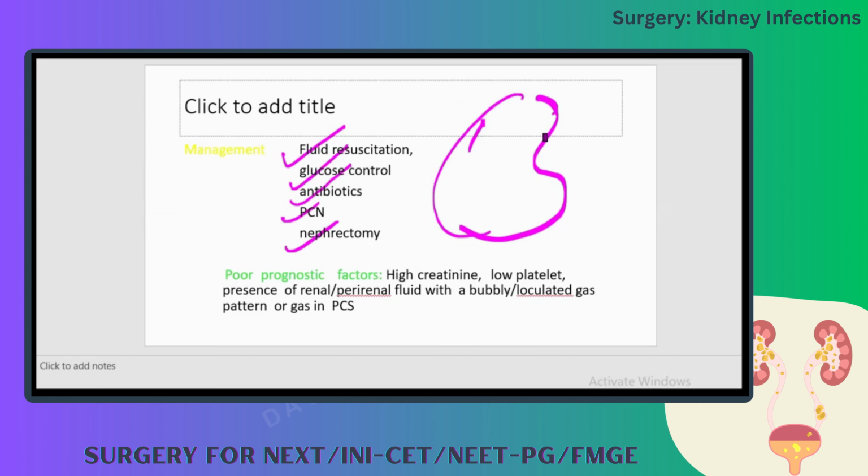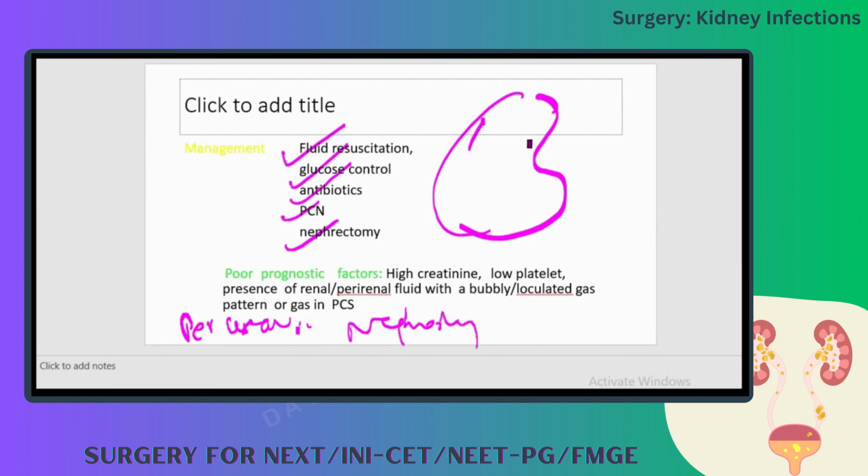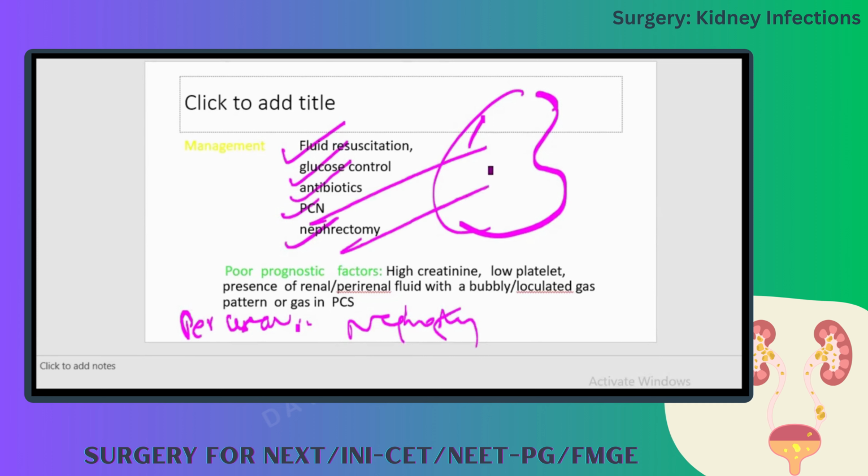Percutaneous nephrostomy. See, there is gas here. Put a tube inside, just put a hole and put a tube inside so that the gas will drain outside. So this is nothing but percutaneous nephrostomy. Ostomy is making an opening in the kidney. Nephrostomy. And even if it is not subsiding, then you have to go for nephrectomy.